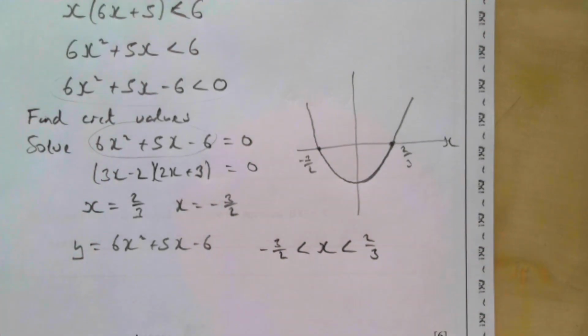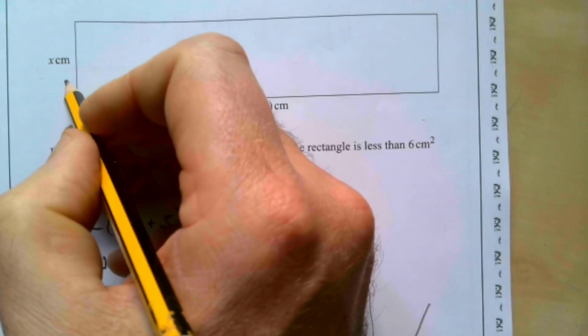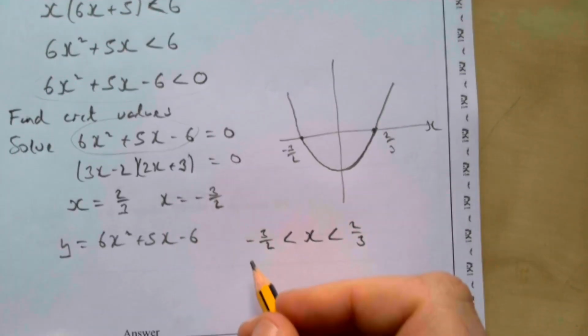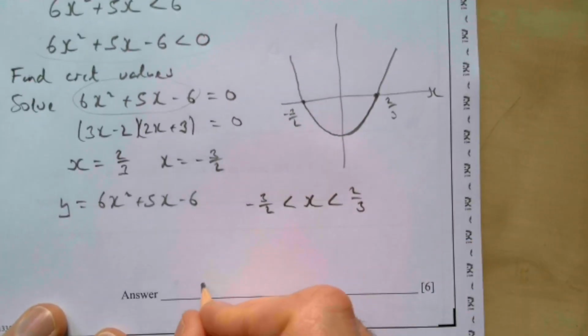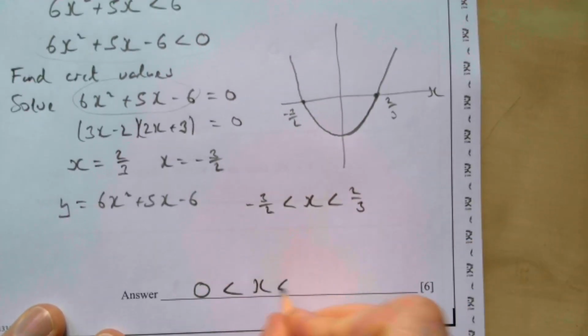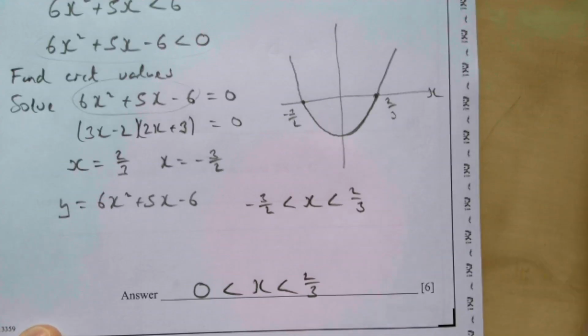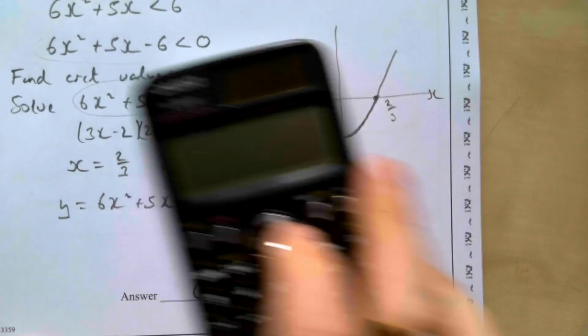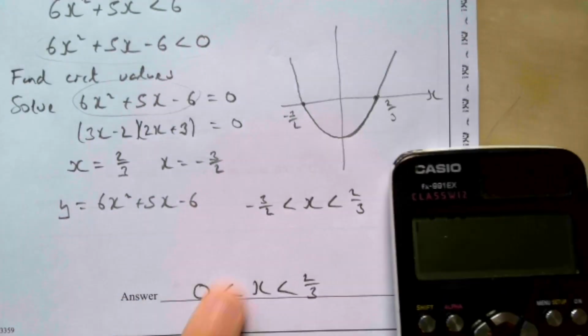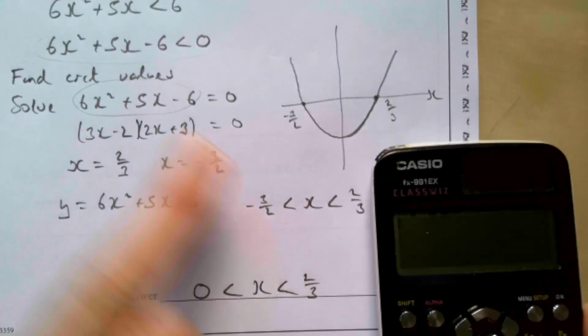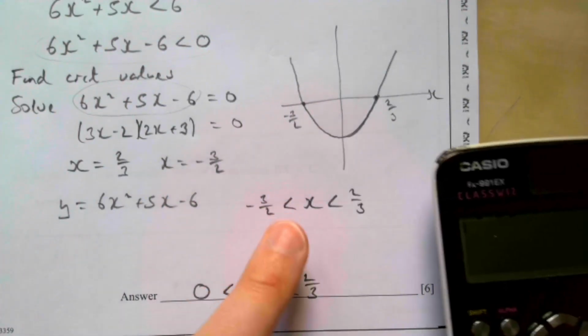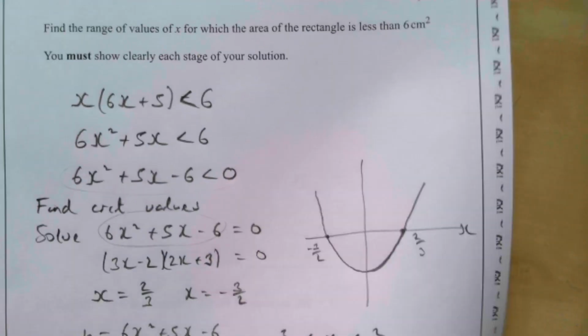Now, because this is a practical question, you can't have a width of a rectangle that is negative, so we need to reconfigure that. So our answer then is going to be x between 0 and 2/3, simply because it's a practical question. Again, your calculator will sort this out for you. It will give you this answer straight off if you input those values, but you can't just use that. You need to show your working. It says you must show clearly each stage of your solution.